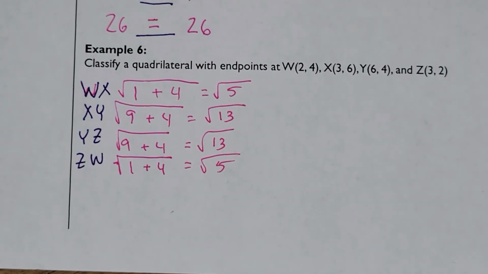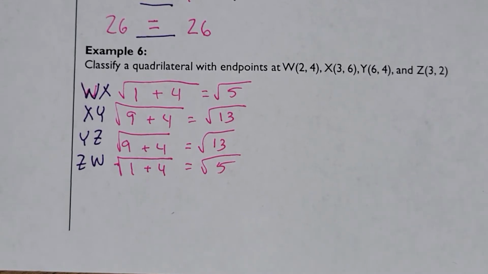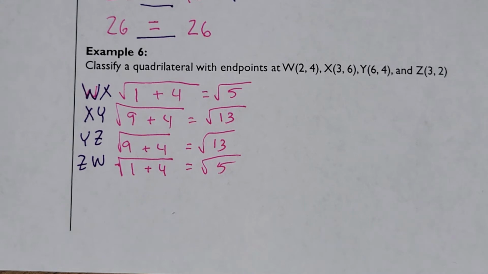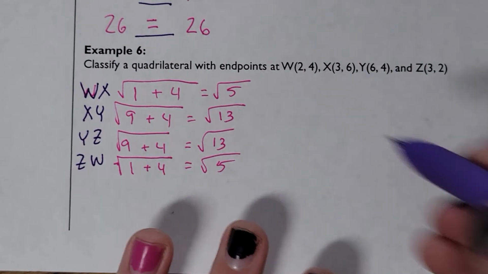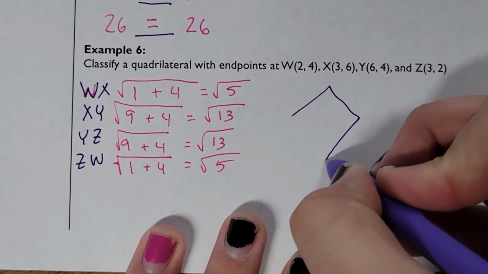All right, so there are my distance formulas, WX being square root of 5, XY and YZ being both square root of 13, and ZW also being a square root of 5 like the first one. There is something very important about this pattern that I want you to take a note of. Notice that in this example, how it went 1, 2, 2, 1.